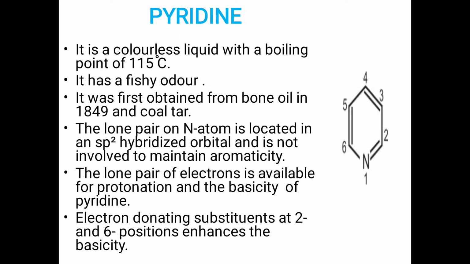Then is the pyridine. It is a colorless liquid with a boiling point of 115 degrees Celsius. It has a fishy odor. It was first obtained from bone oil in 1849 and from coal tar. The lone pair on the N atom is located in an sp2 hybridized orbital and is not involved in maintaining aromaticity. The lone pair of electrons is available for protonation and for the basicity of pyridine. Electron donating substituents at the 2 and 6 positions enhance the basicity. So here's the structure of a pyridine.